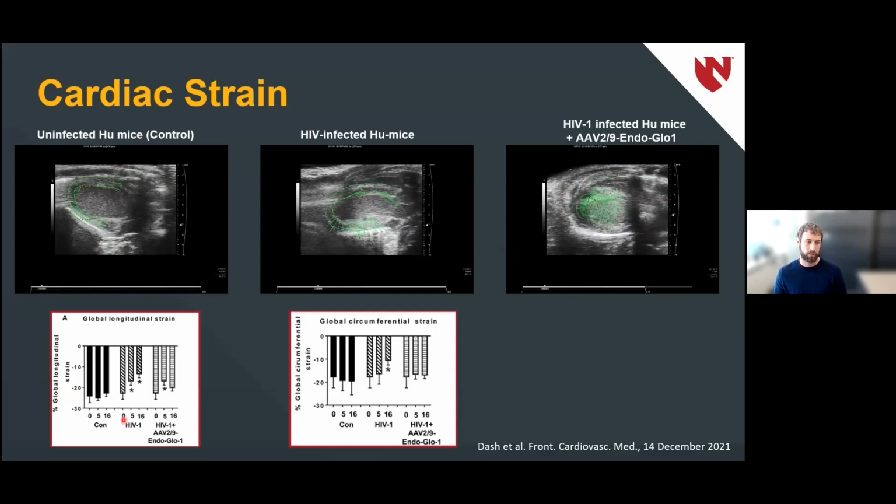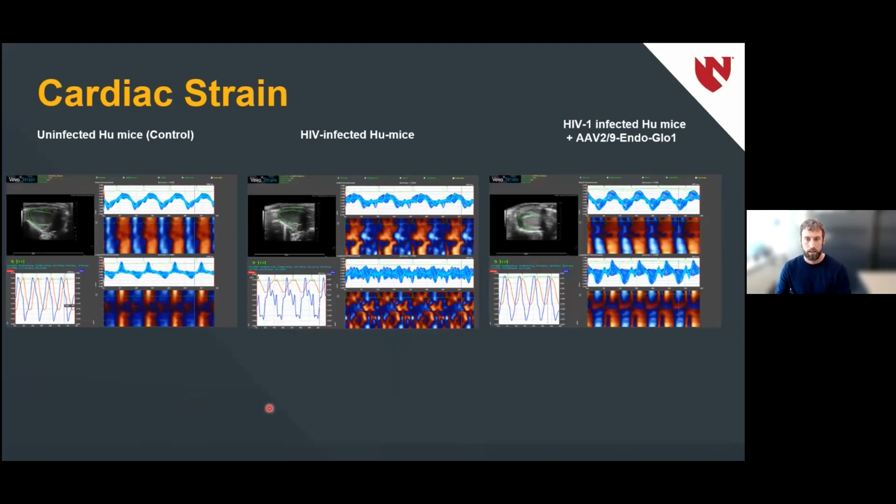When looking at the global longitudinal strain, again in HIV-1, it's decreased at 5 and 16 weeks. In the treated animals, it was reduced prior to treatment and partially restored after the glyoxalase 1 treatment. Looking at representative images of how the myocardium is contracting, we see a nice uniform contraction in the radial and longitudinal strain in the normal animals. We see a lot of dyssynchrony in the HIV-1 mice, which is partially restored in those glyoxalase 1 treated animals.